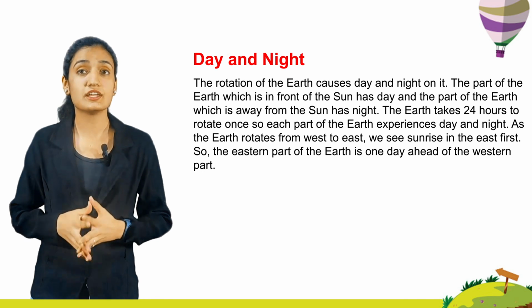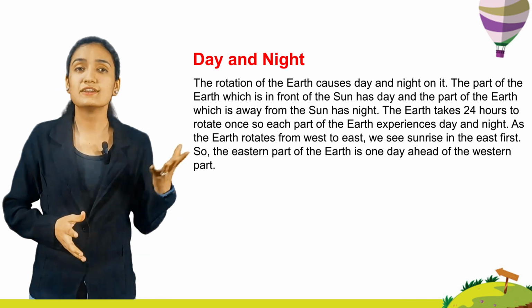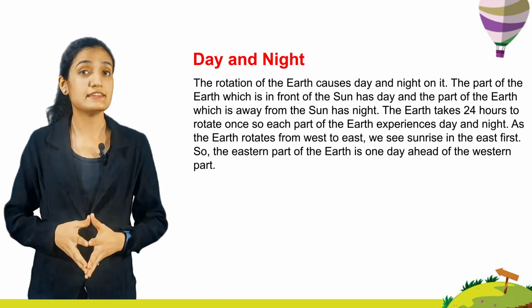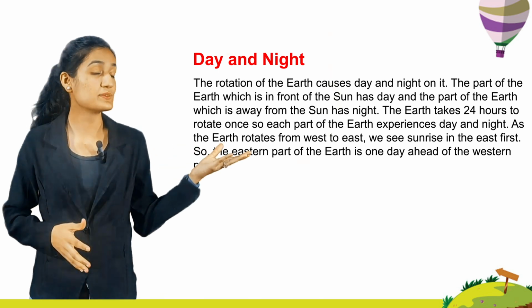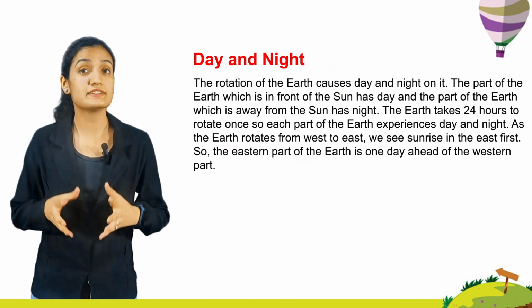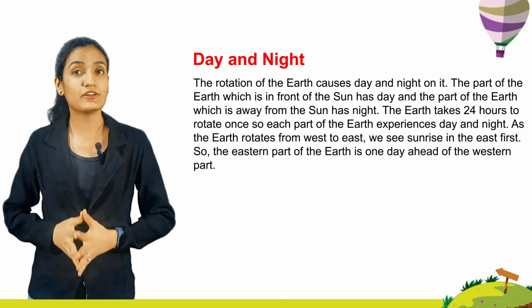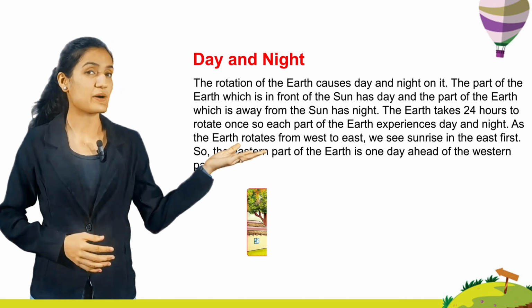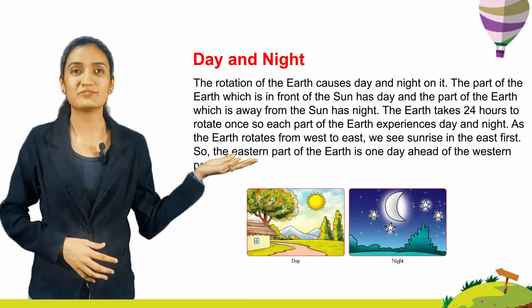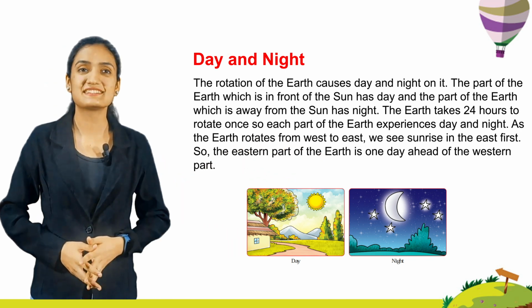As the earth rotates from west to east, we see sunrise in the east first. So, the eastern part of the earth is one day ahead of the western part. Now, here you can see the picture of day and night.